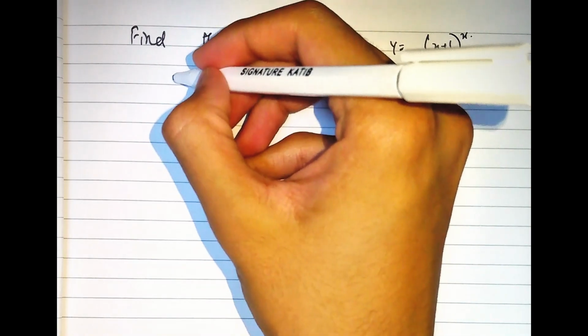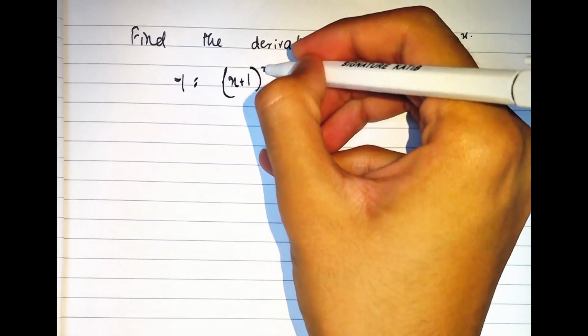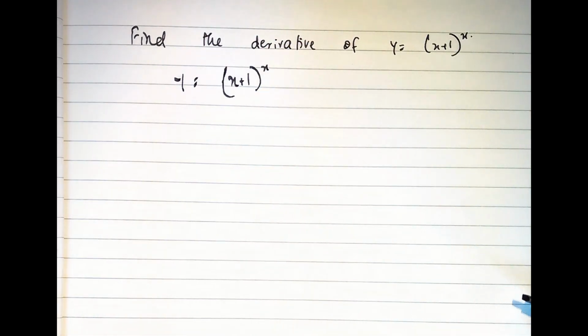So we have to find the derivative of y is equal to (x plus 1) to the power x. Let's just rewrite this function first of all. y is equal to (x plus 1)^x. Now remember, I want to tell you a very important rule.